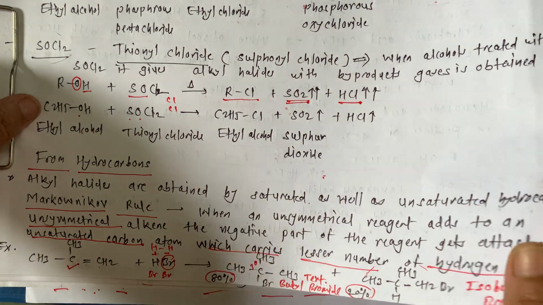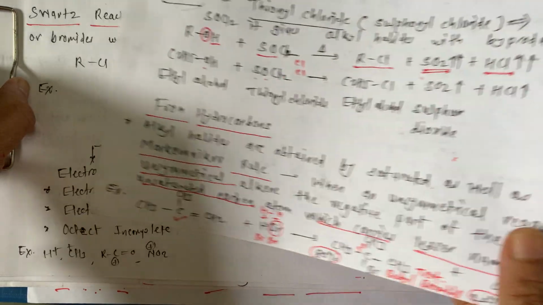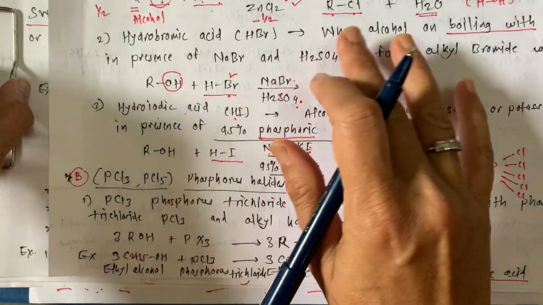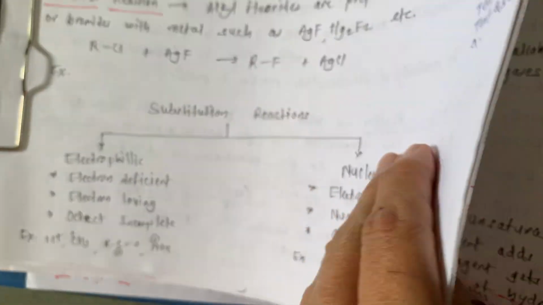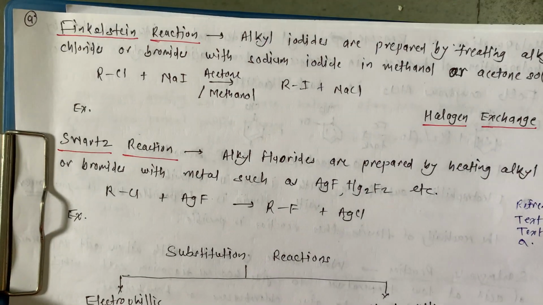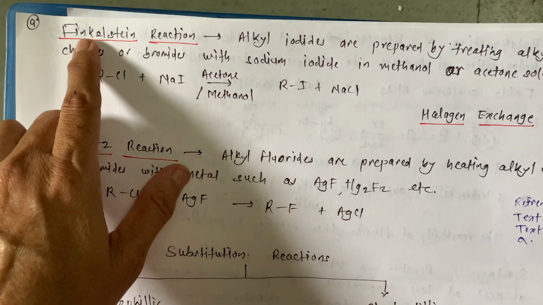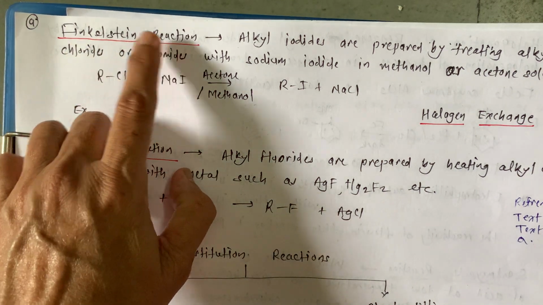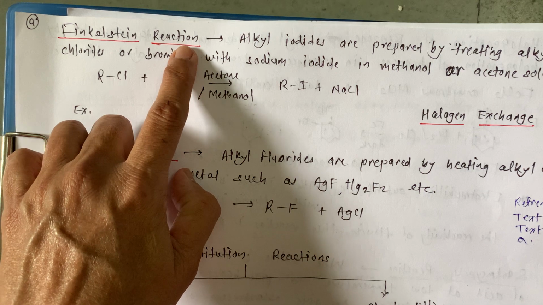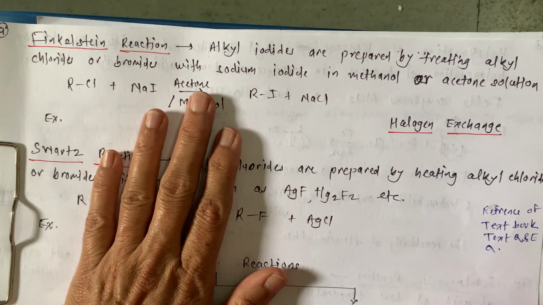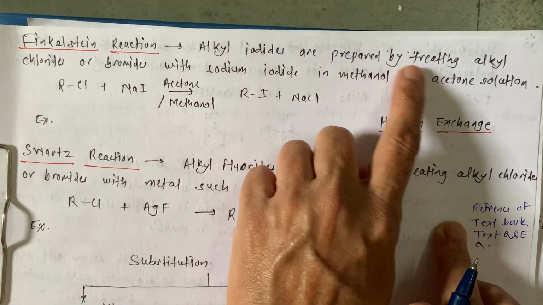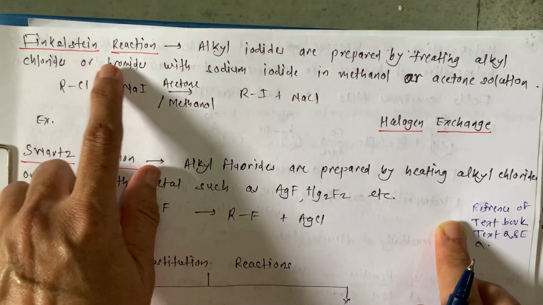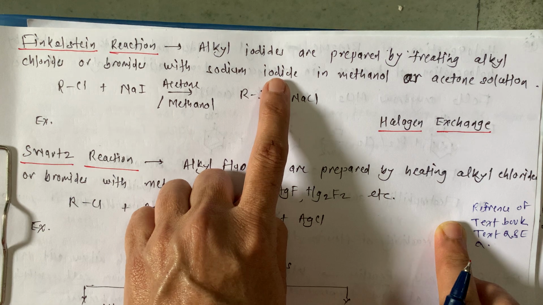Okay, anti-Markovnikov's rule, or peroxide effect, is also known as the Kharash effect. Okay, next reaction, a method of preparation, is a naming reaction, and this is known as the Finkelstein reaction. Here alkyl iodides are prepared by treating alkyl chlorides or bromides with sodium iodide.